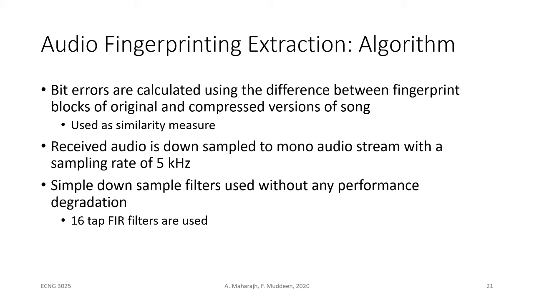Bit errors, because we deal with bit strings, need to be calculated using the difference between the fingerprint blocks of the original and compressed versions of the song. And this is actually where we get our similarity measure. The received audio that we obtain is going to be downsampled to mono audio with a sample rate of 5 kHz, and a simple downsample filter can be used without any performance degradation. So basically we tend to use 16-tap finite impulse response filters in order to obtain this downsampling.